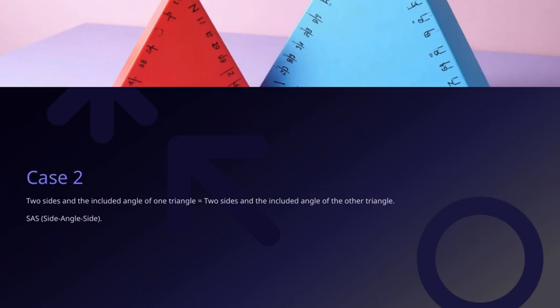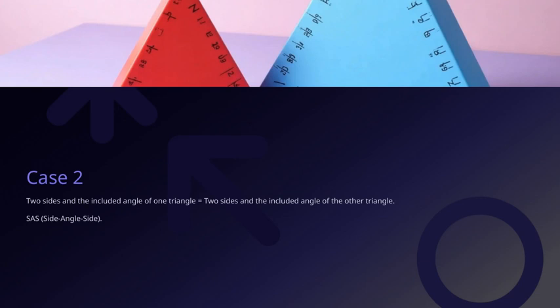In this case, we know 2 sides and the included angle of one triangle are equal to 2 sides and the included angle of another triangle. This is what we call SAS, which stands for side angle side. The key idea here is that if 2 triangles have 2 sides and the included angle equal, then those triangles are actually congruent. This rule is quite powerful because it allows us to establish triangle congruence without needing to compare all sides or angles. Remember, the included angle is the angle between the 2 given sides.